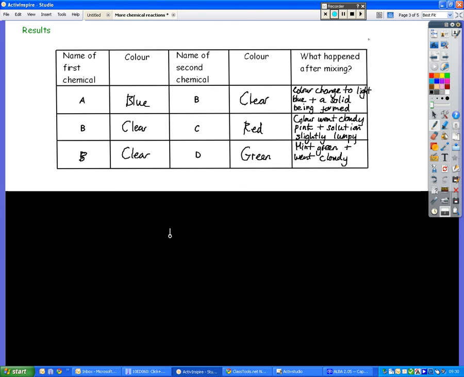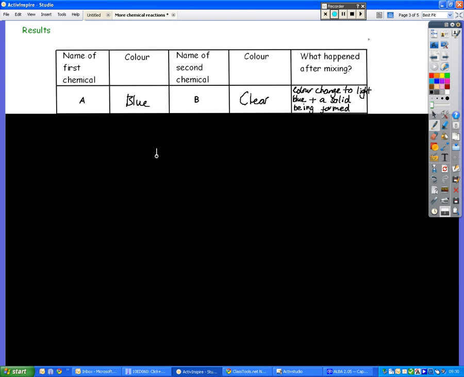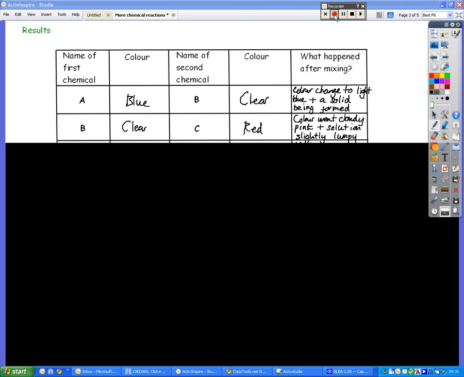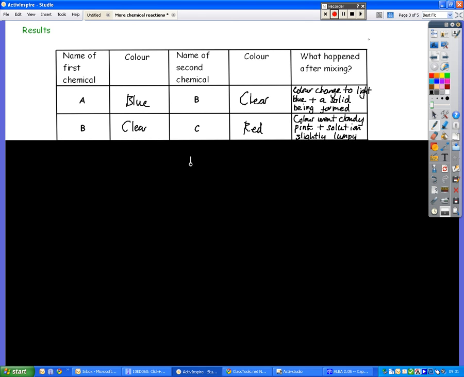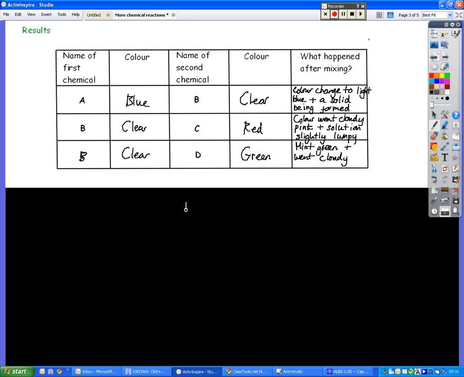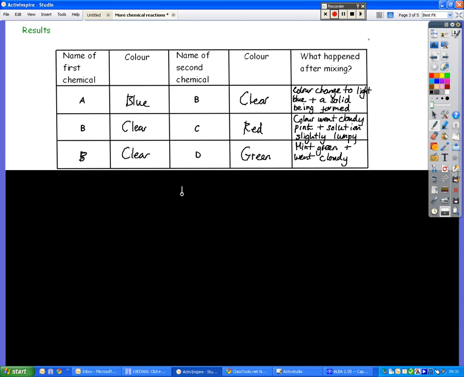So these were our results. For the first chemical, A and B mixed together, we saw a colour change to light blue and a solid being formed. So solution B, when we mixed that with solution C, was clear and red, it went cloudy pink, and the solution went slightly lumpy, so a solid was formed again, as well as some sort of change in appearance.